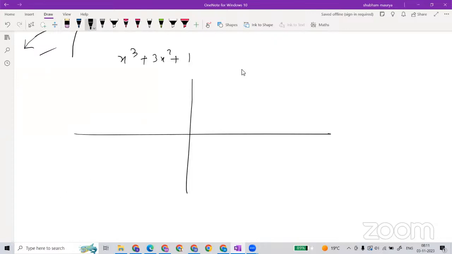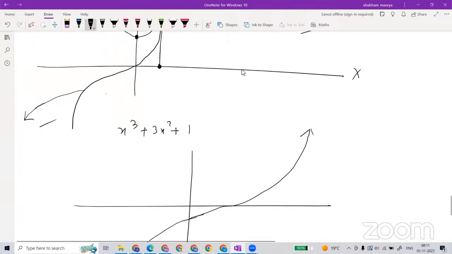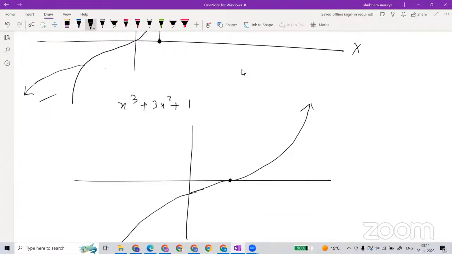It is going to be like this. So here it is intersecting. Only one root is there. The remaining two roots are complex. So there is only one real root. That means it will intersect once.